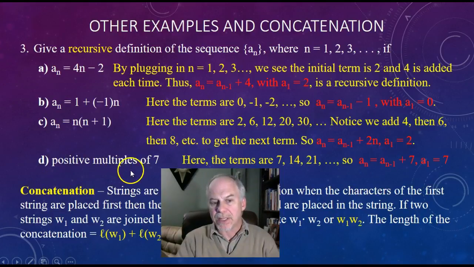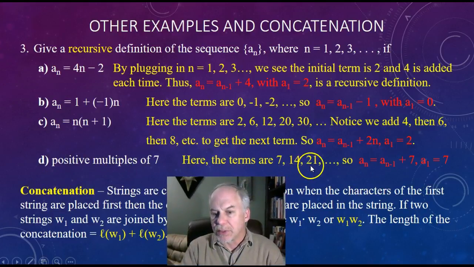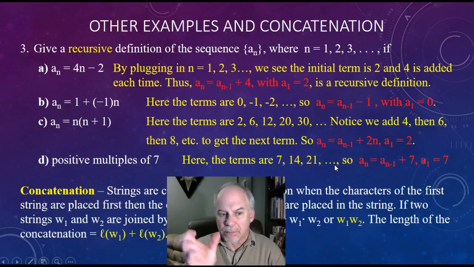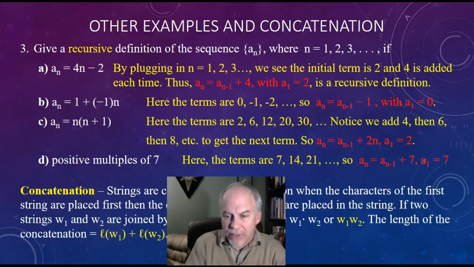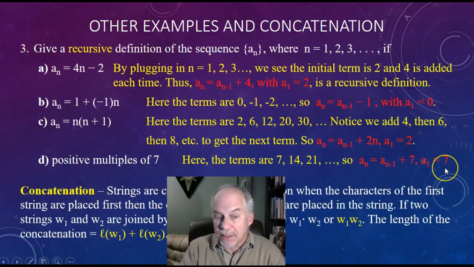All right, and then positive multiples of 7. Well, the terms are 7, 14, 21, etc. That's the positive multiples of 7. So our starting number is 7, and we're adding 7 every time. So we can write it recursively as a sub n equals the previous term plus 7. And then we just have to start it off as 7. Okay?